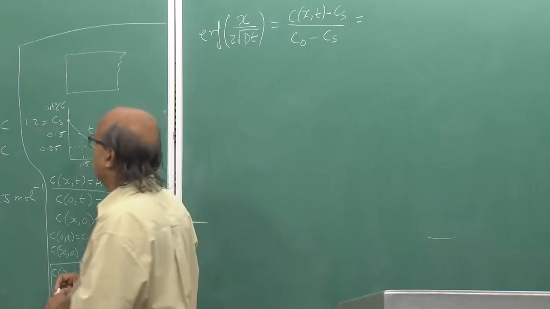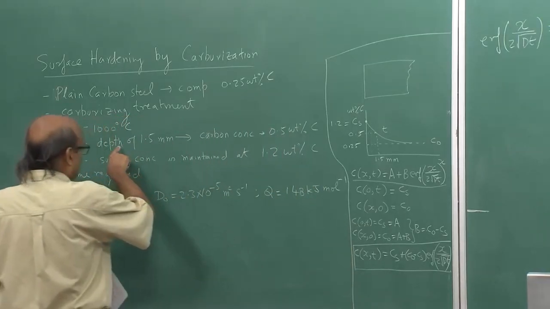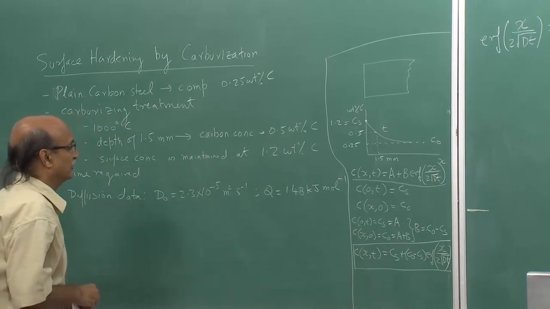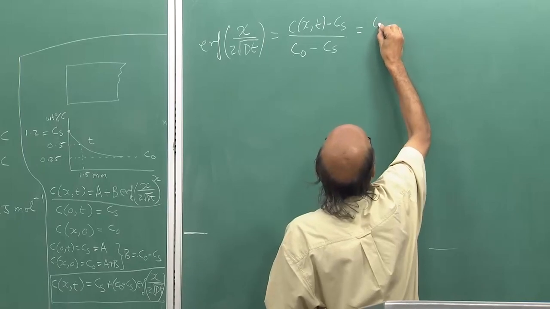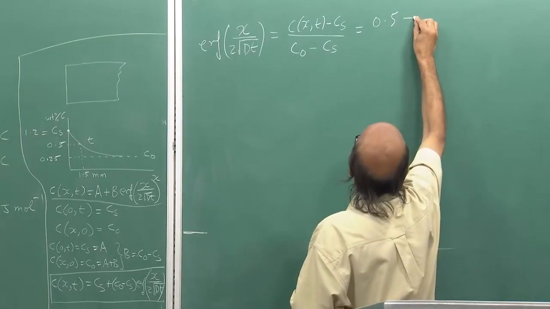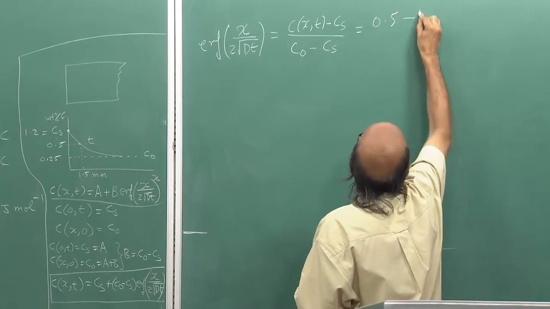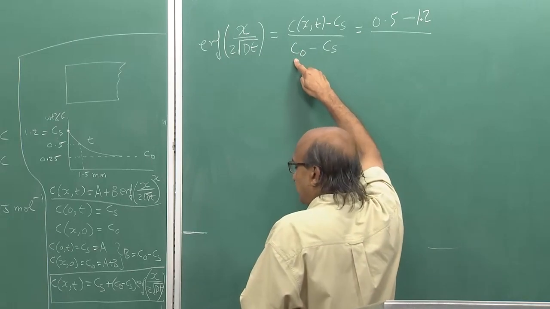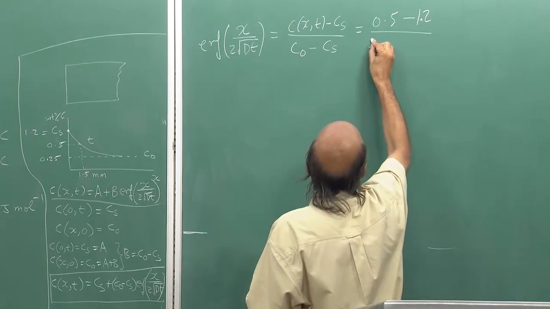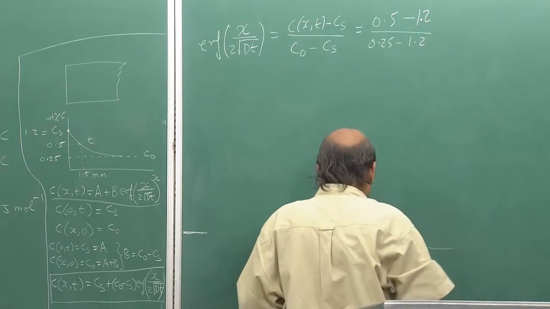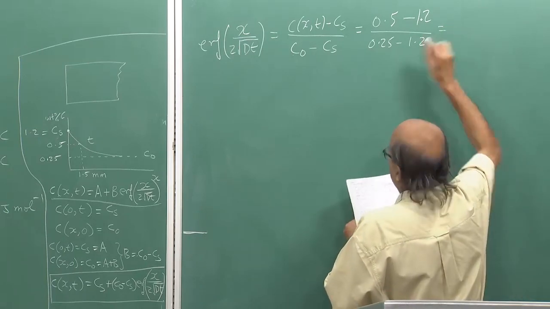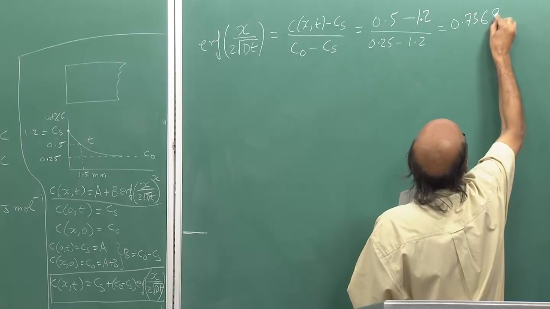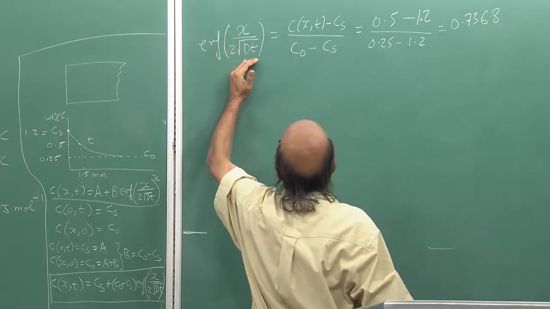Now let me substitute. I want, at a depth of 1.5 mm, a carbon concentration of 0.5 weight percent. So for Cx,t, I will put 0.5, minus the surface concentration, which is fixed at 1.2 weight percent. So I will write 0.5 minus 1.2 for the numerator, and in the denominator, C0 is the initial concentration of the steel, which is 0.25, minus Cs, which is 1.2. So on solving this, I will get 0.7368.